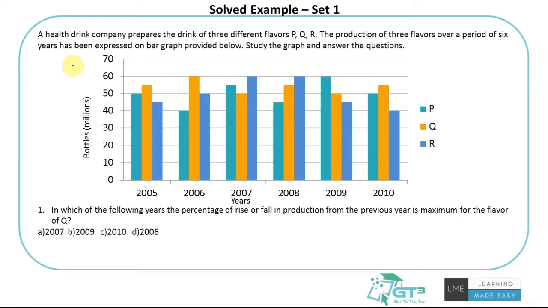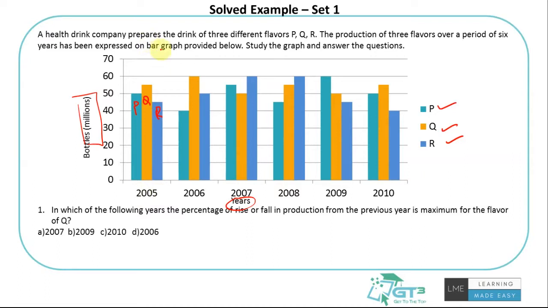A health drink company prepares the drink in 3 different flavors, P, Q, R. The production of the 3 flavors over a period of 6 years has been expressed on a bar graph provided below. Study the graph and answer the questions. So the y-axis reads bottles in millions and the x-axis is years. I see 3 flavors, P, Q, R. The sort of greenish blue is P. So this is P, this is Q, and this is R. That is the case for all the years.